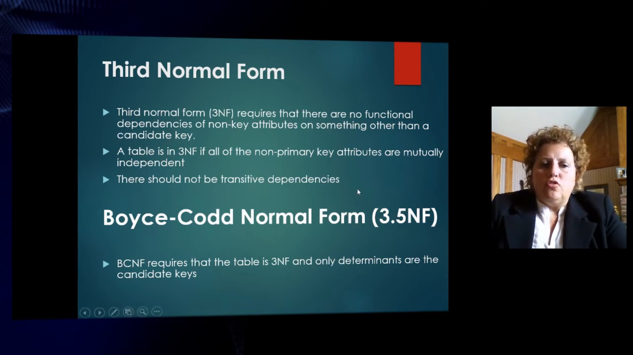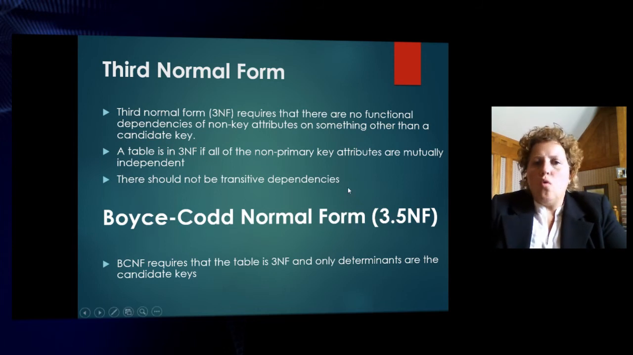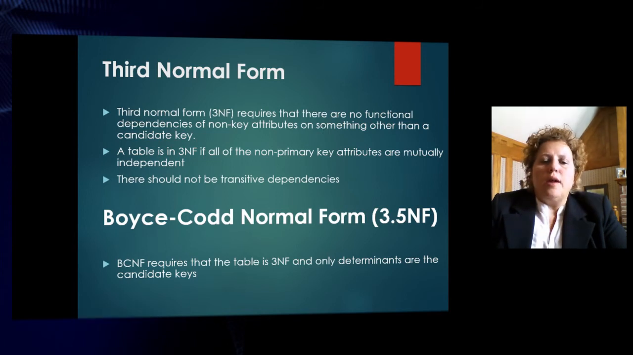Third normal form has to, again, in a progressive fashion, be in both first and second normal form, dealing with the redundancy in data in the vertical and the horizontal, but also requires, or the rule is, that there's no functional dependencies of non-key attributes on something other than the candidate keys. So that would be the primary key, foreign key, composite key. And a table is in third normal form if all of the non-primary key attributes are mutually independent.